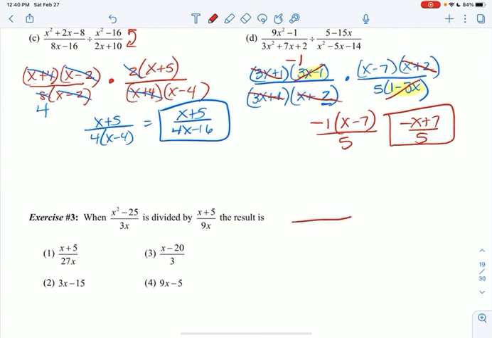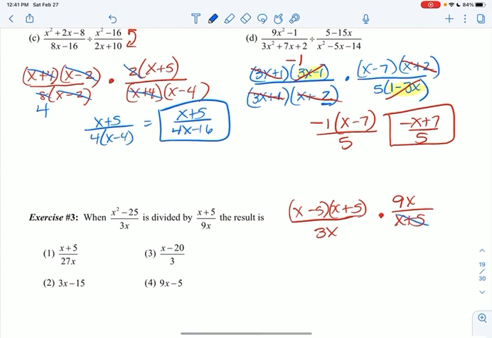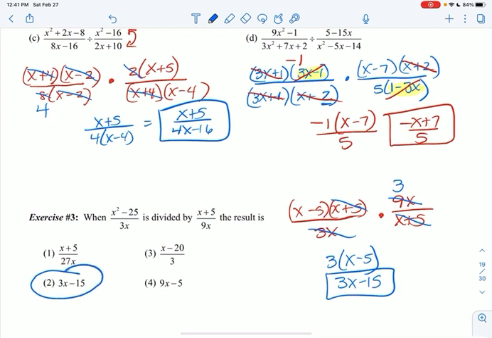So I'm dividing, so the first fraction stays the same, just the difference of two perfect squares. And the bottom is a monomial. The second fraction I'm dividing, I'm going to change to multiplication. The 9x will go to the top because I have to flip that fraction, and the x plus 5 goes to the bottom. Let's cancel everything we can. X plus 5 and x plus 5 cancel. The 3x cancels with the 9x, but I am left with 3. So that means I'm left with 3 parentheses x minus 5, and that is just 3x minus 15. So that is choice 2.